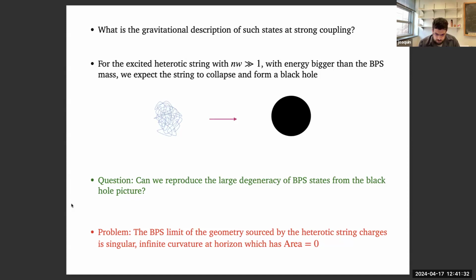How to do it? When we do this, we run into a problem that I will review in the beginning, which is that the VPS limit of these black holes, the extremal limit of these black holes, is not smooth, but singular. At extremality, where you achieve these states that will correspond to the VPS heterotic string, the area of the event horizon becomes zero, and there is an infinite curvature at the horizon. So that's an obstruction to using the black hole in a straightforward way to reproduce the degeneracy of the VPS states.